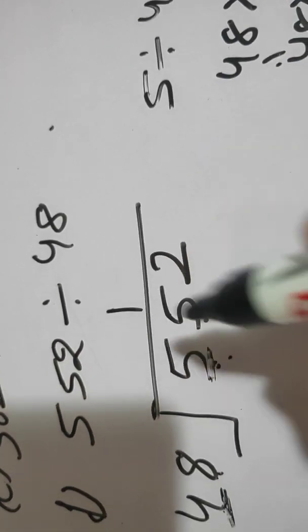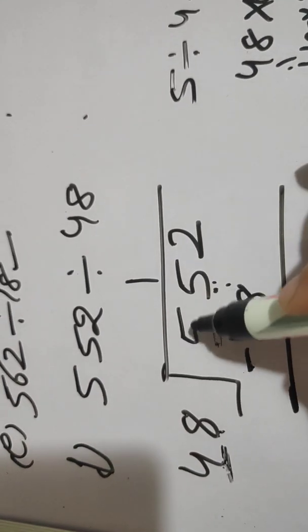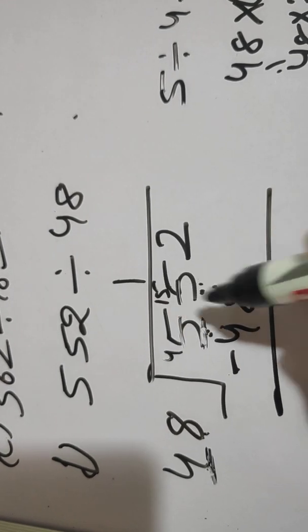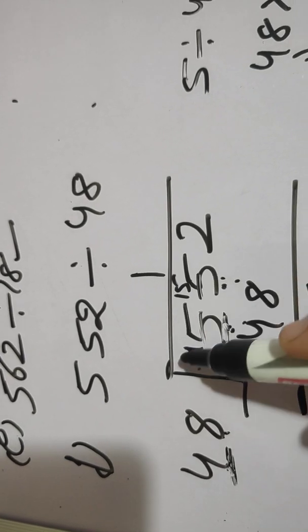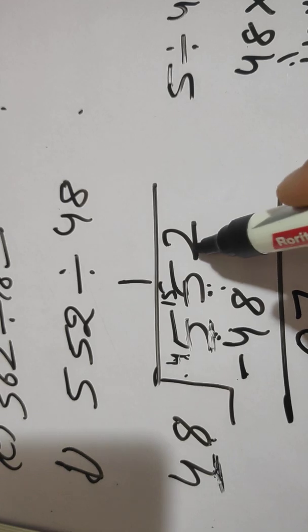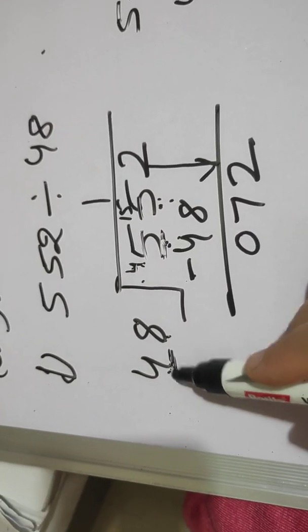So you will write here 1 and under this 48. It is 5. You have to borrow. Make it 15. 15 minus 8 is 7. 5 has given a borrow to 5. Now it will remain 4. 4 minus 4 is 0. Bring down 2. Now it becomes 72. Again we check with the first digit.